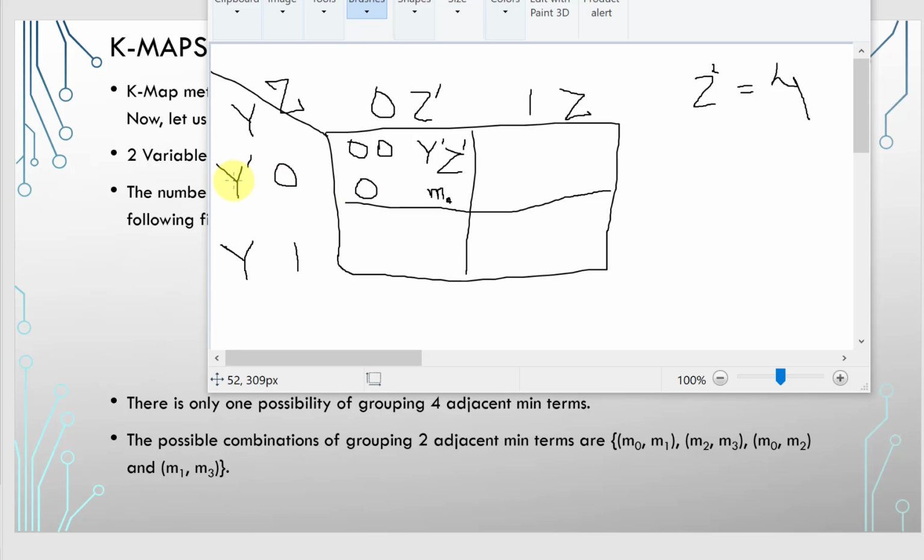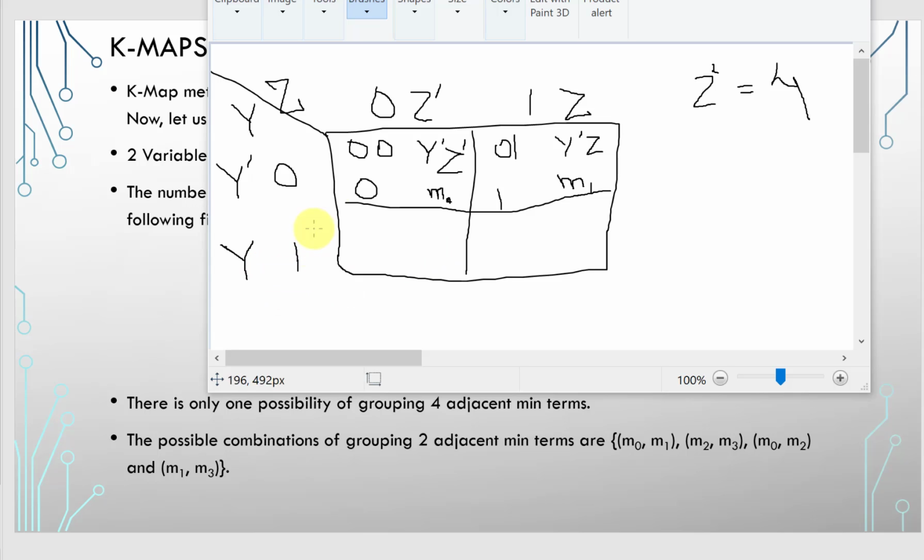Okay. Similarly, we will do this for this cell also. We will write 0, 1, right? And y complement z, right? And what is the decimal value for 0, 1? 1, as we have studied in the previous chapters. You can do it by using the conversion, going from binary to decimal values, right? Similarly, we have m1, as we have studied like m0.